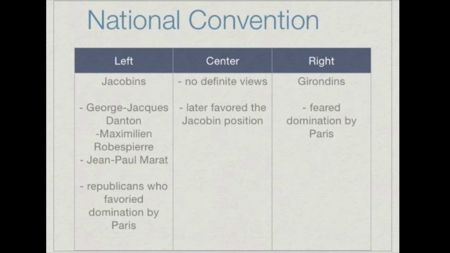Is it going to be the Jacobins, who have a lot of power through the Paris mobs, or the Girondins, who are going to be more moderate and are going to be based off of the peasants? And unfortunately for a lot of French people, the Jacobins win, and the main person who is leading the Jacobins is going to be Robespierre.